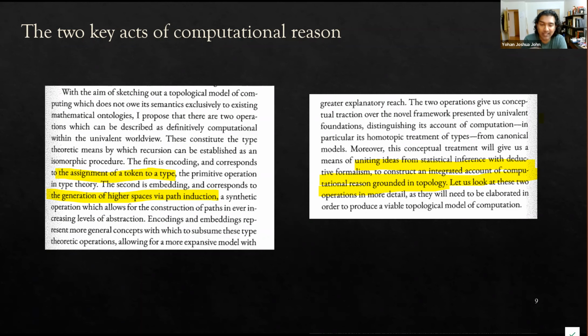Moreover, this conceptual treatment will give us a means of uniting ideas. Okay, so this part is interesting and I think a little speculative: uniting ideas from statistical inference with deductive formalism to construct an integrated account of computational reason grounded in topology. I think this is going a bit further than the very formal stuff, but he links this eventually to topological data analysis and the manifold hypothesis in machine learning, actually. And we'll get to that.